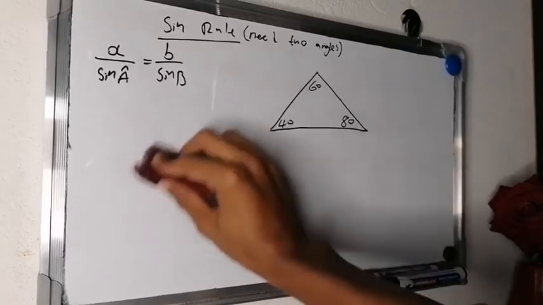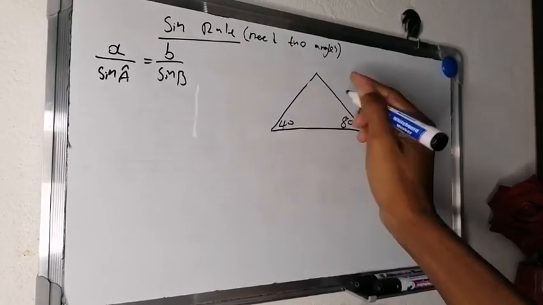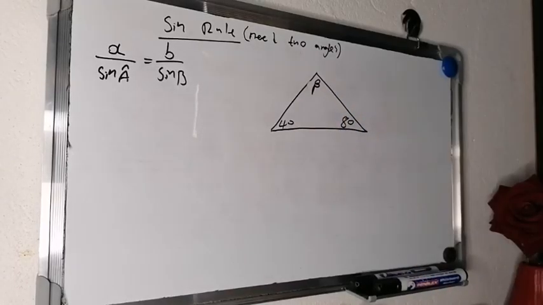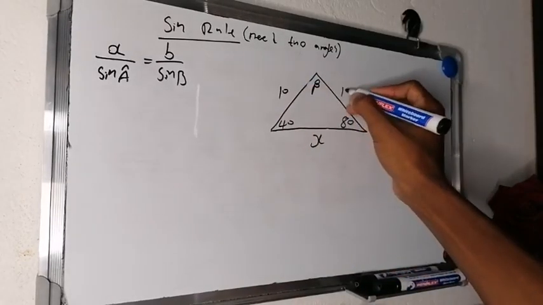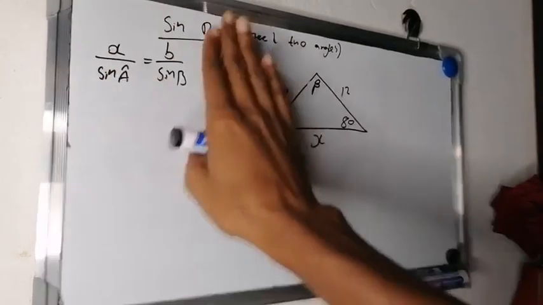Okay? Now check how sine rule works. Let me give this angle a beta, and then have x, 10, and 12. And I say, can you go and find the value of x? You are definitely going to say, yes, I can. So you're going to have to name your triangle.